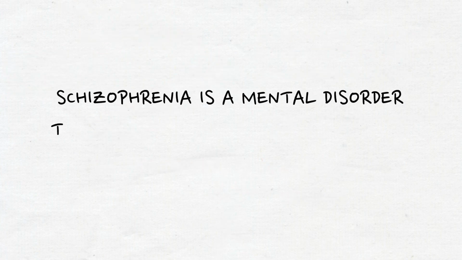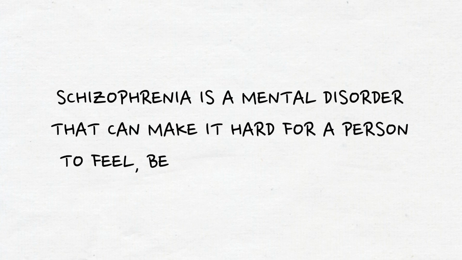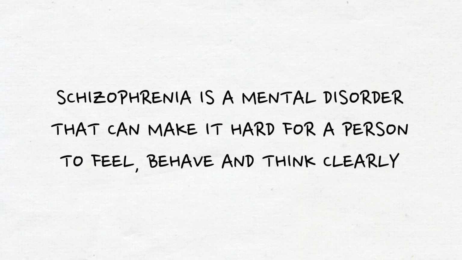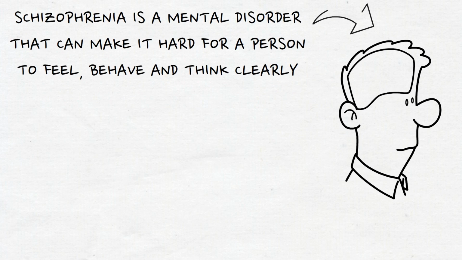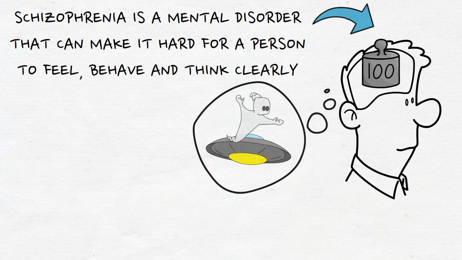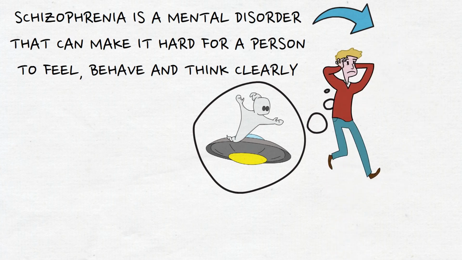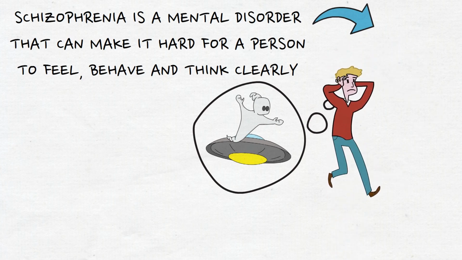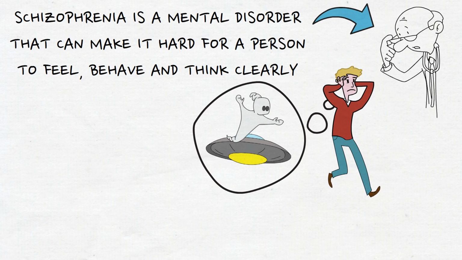Schizophrenia is a mental disorder that can make it hard for a person to feel, behave, and think clearly. It's a pretty complex condition that takes a huge toll on the affected person. One of the main things you might notice with schizophrenia is that a person's experiences or thoughts might seem out of touch with reality. This is especially dangerous because these people can harm themselves while in that state and hence require to be watched at all times.